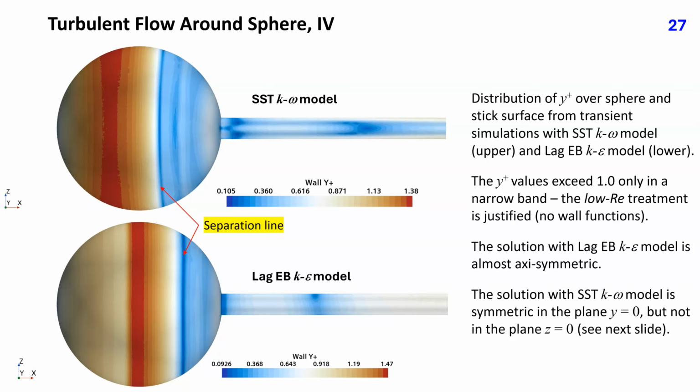The solution obtained with the Lag EB k-epsilon model is almost axisymmetric. However, the solution obtained with the SST k-omega model is symmetric in the plane y equals 0, but not in the plane z equals 0. This will be shown in the next slide.